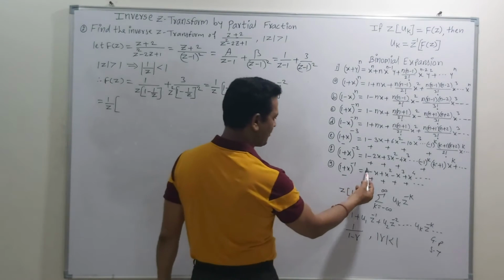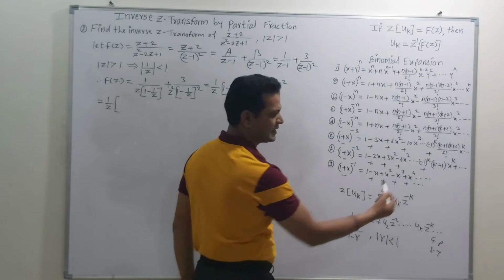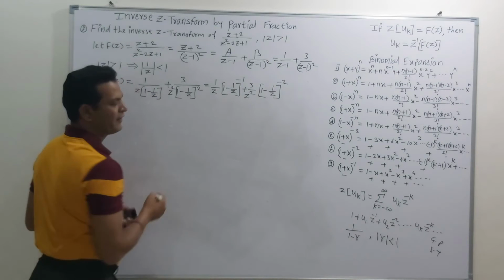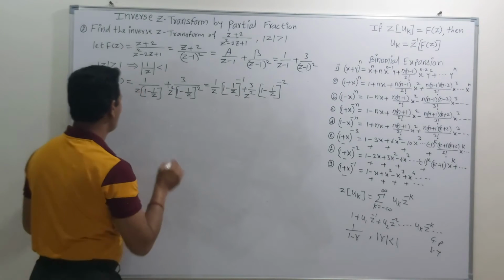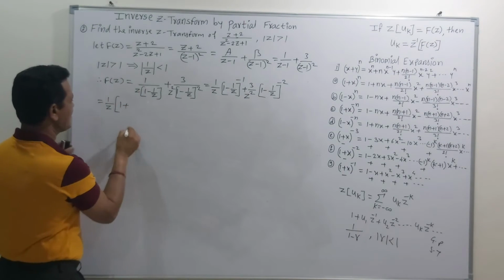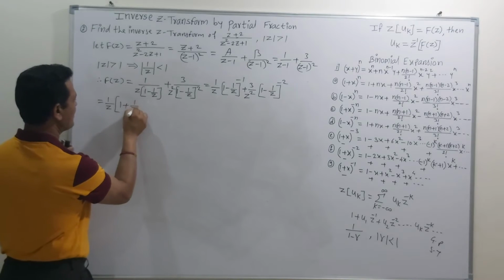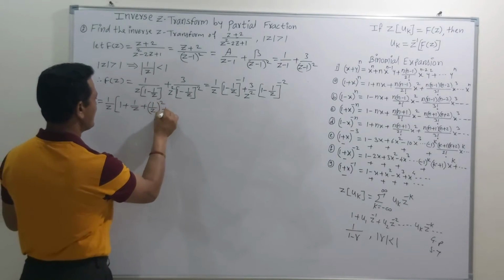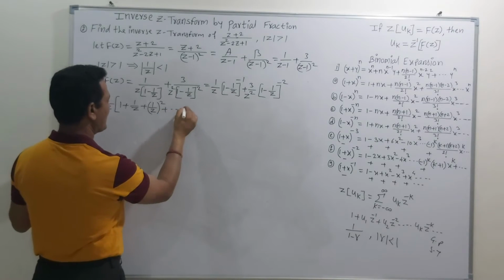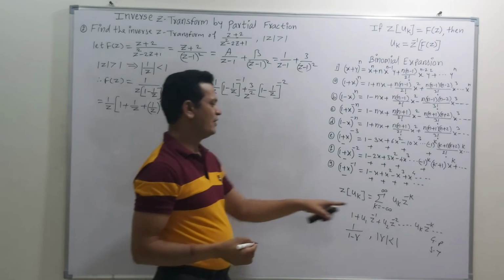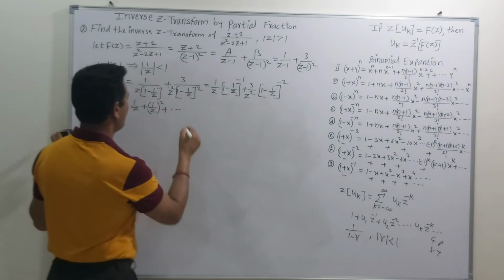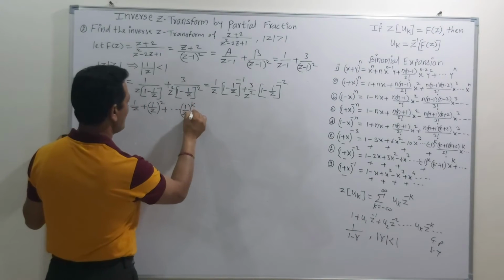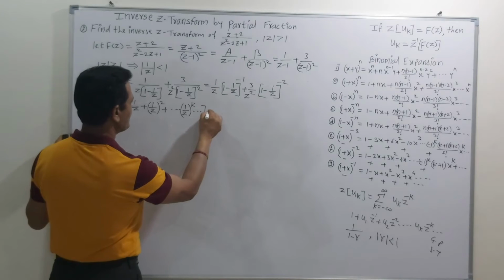Its expansion is 1 plus x square plus x cube and so on. This is binomial expansion, where the value of x is 1 upon z. So its expansion we can write as 1 plus 1 upon z plus 1 upon z squared and so on. Our main interest is to get the value of the kth term. So we can write this as 1 upon z raised to k and so on.